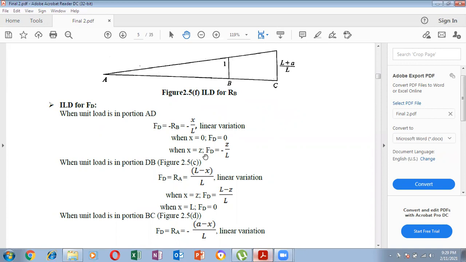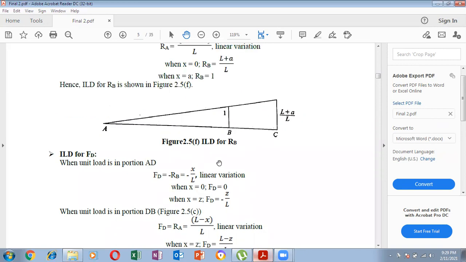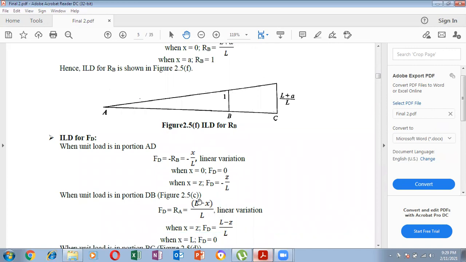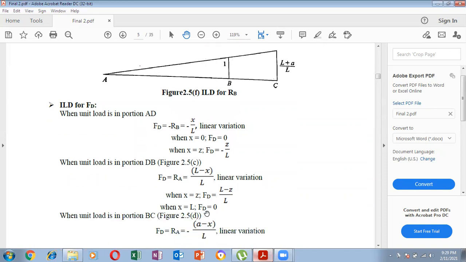Now starting again at the same point, when X is equal to Z, the shear force is equal to, substitute Z in place of X, what will it become? (L minus Z) by L. When X is equal to L, that is the point B, (L minus L) by L, which is equal to 0.